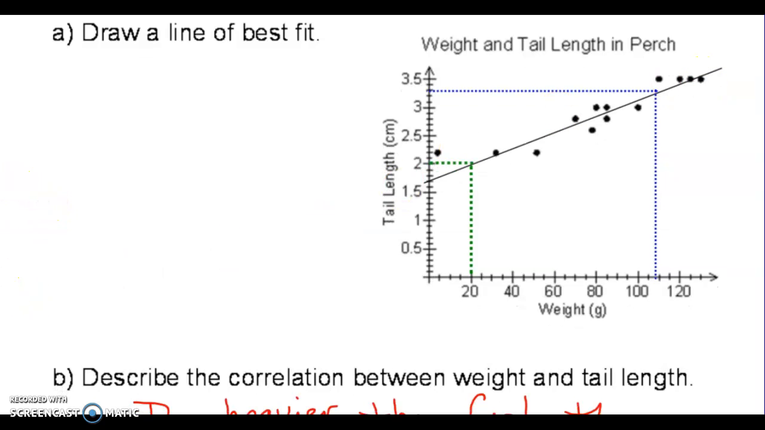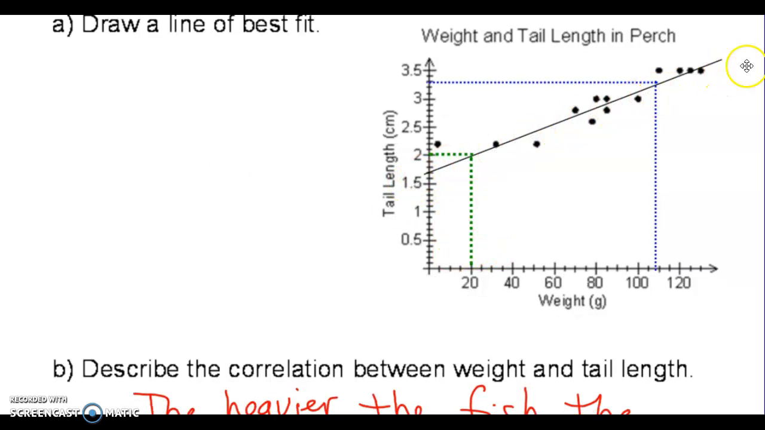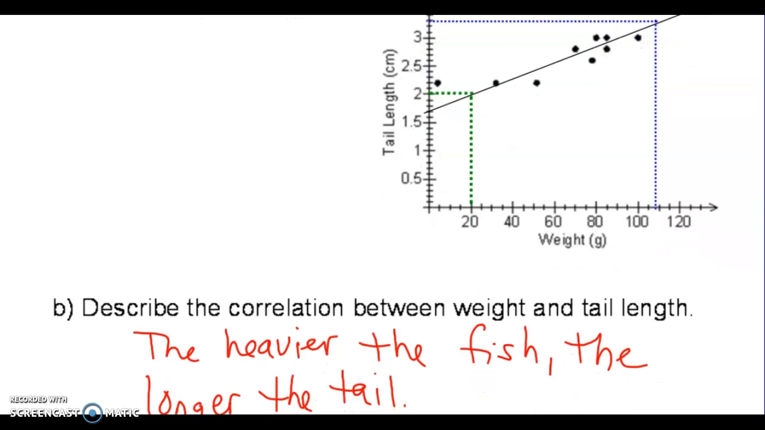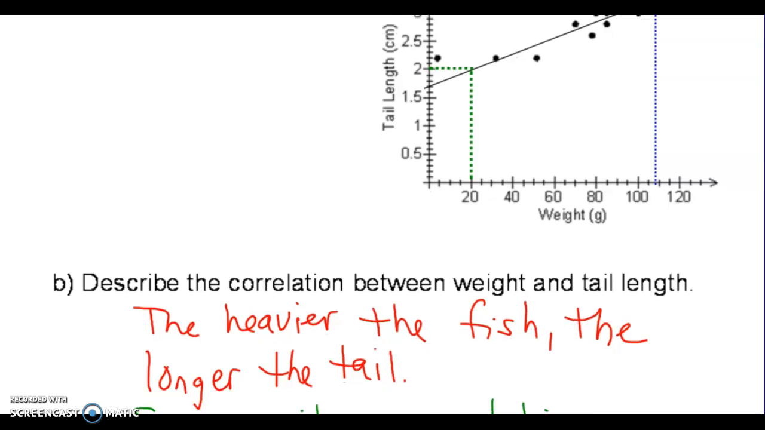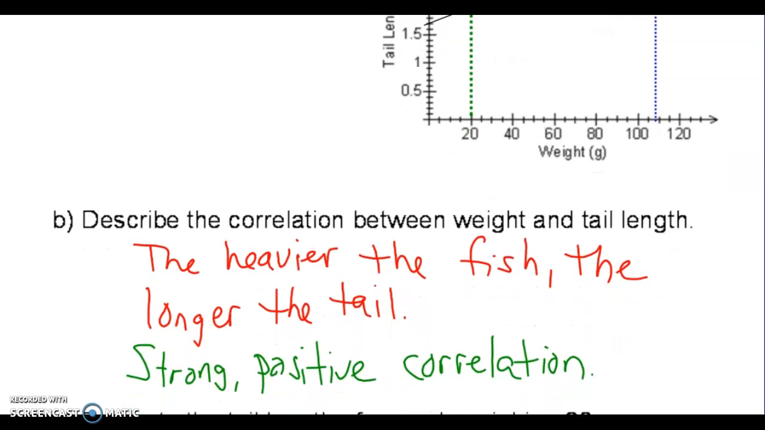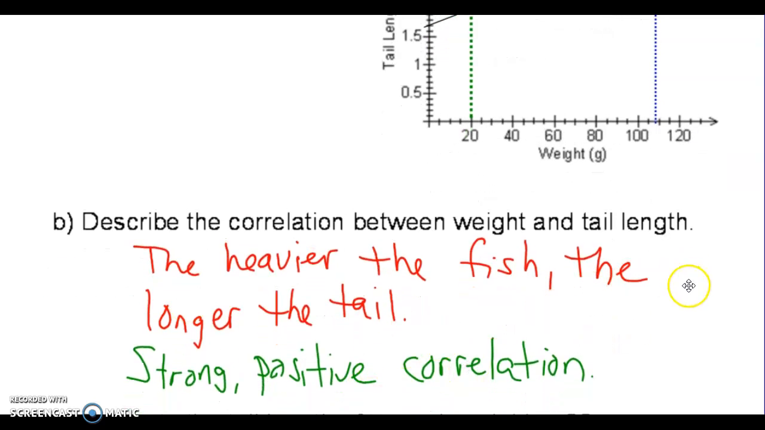Next, describe the correlation between the weight and the tail length. Well, we can see that the line has a positive slope, which means that the heavier the fish, the longer the tail. As X increases, so does Y. If I'm asking you to describe the correlation, looking at that line of best fit, I'm going to say it's positive because it slopes upward, and it's strong because the points are very close to the line.